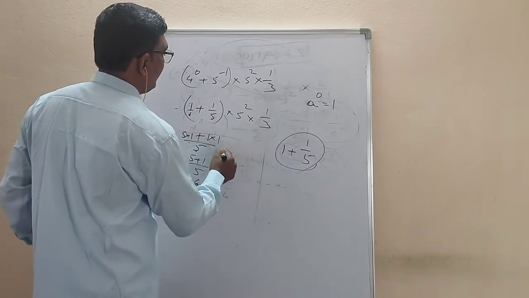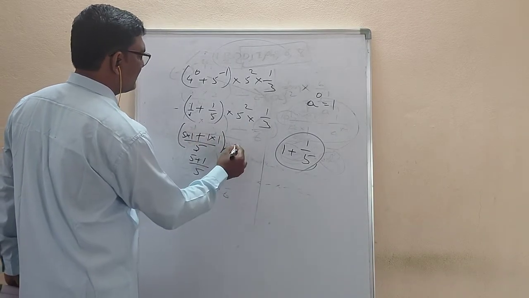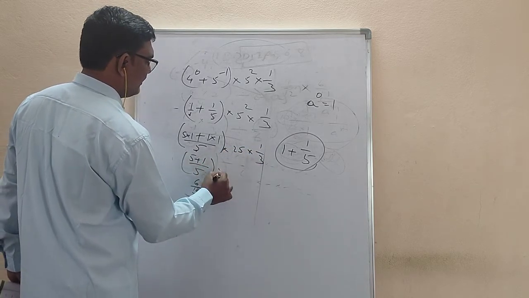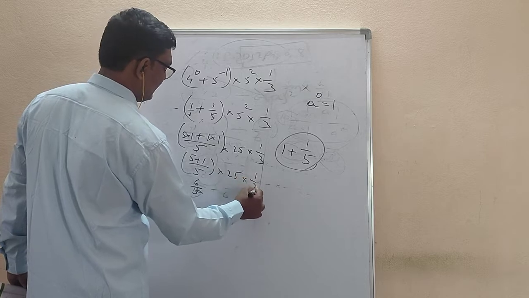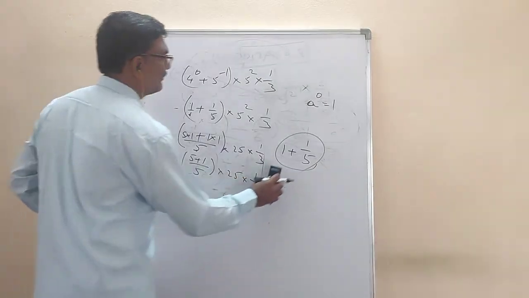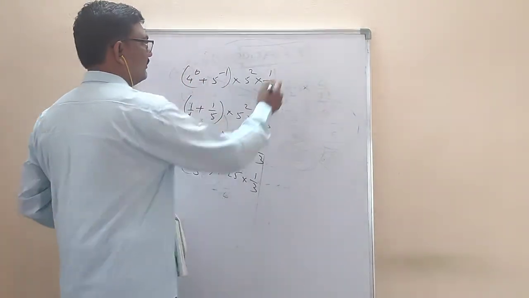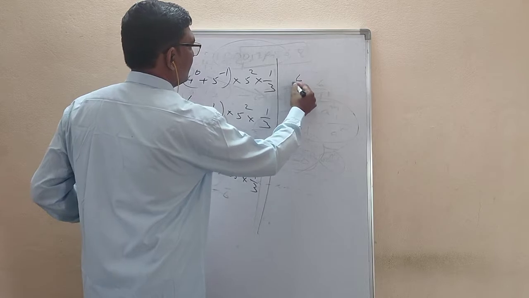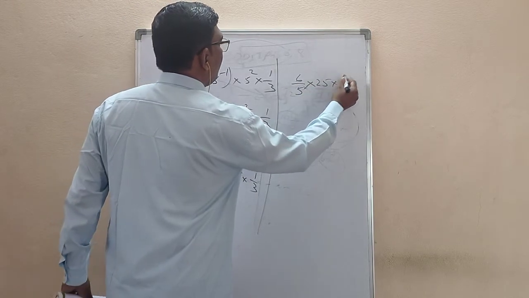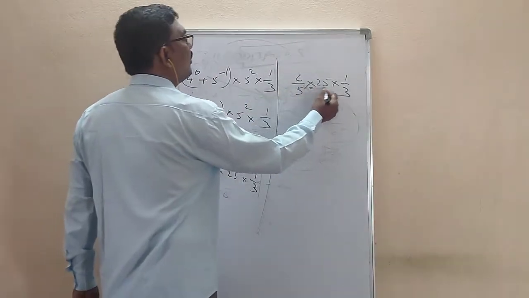So this is into 5 square, which means here 25. Keep it in brackets here, 25 into 1 by 3. So you are getting here 6 by 5, into 25 into 1 by 3. So all these multiplications are there.